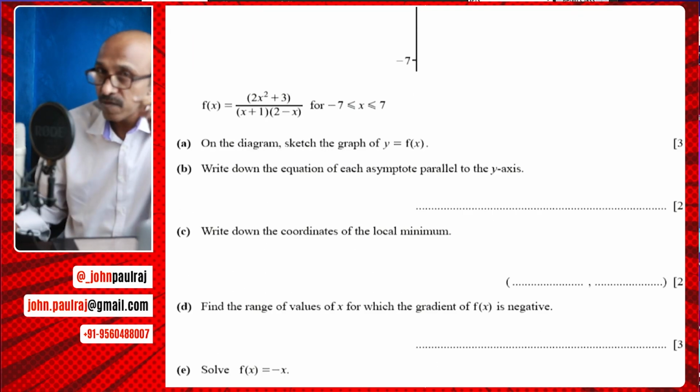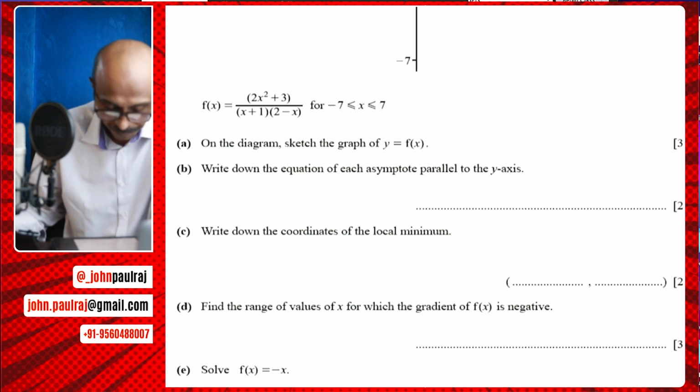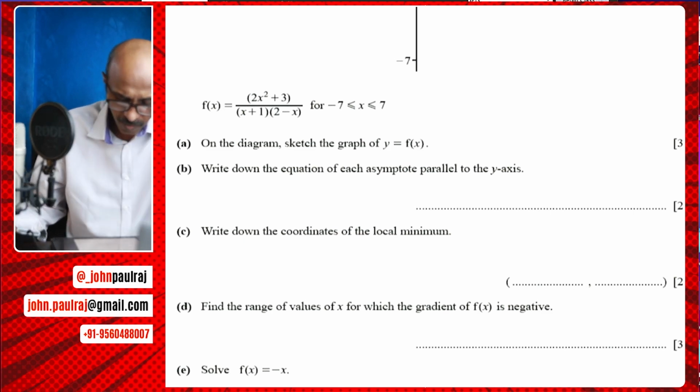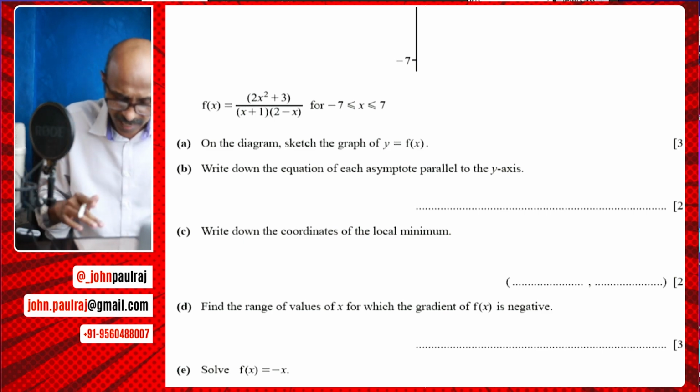In the last couple of years, they have not asked you horizontal asymptotes. But I think 2019, 2018, they have asked questions even on horizontal asymptote. Okay, so 20 and 21, they have only focused on vertical asymptotes. They have not asked about horizontal asymptote. And there's a variety of questions.